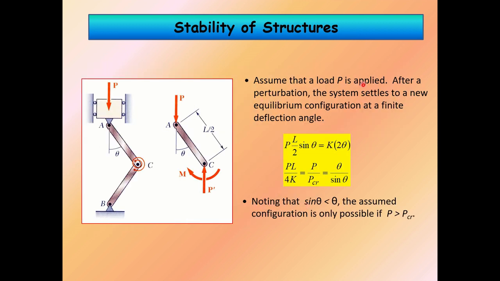Assume that load P is applied after a perturbation. The system settles in a new equilibrium configuration with a deflection angle. So P times L over 4K, which is P over P critical, equals theta divided by sin theta. Noting that sin theta is below theta, this configuration is only possible if P is above P critical.